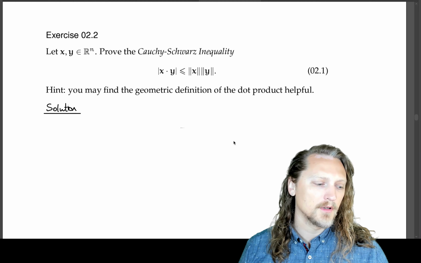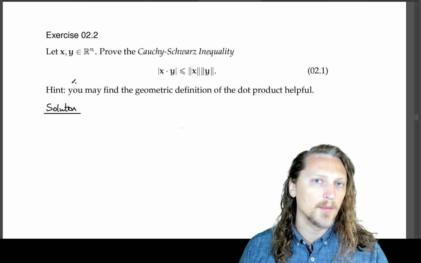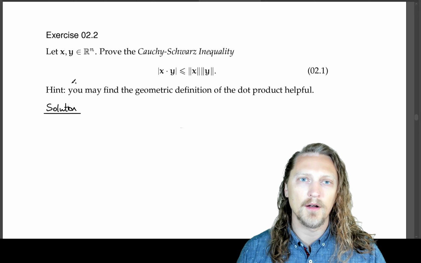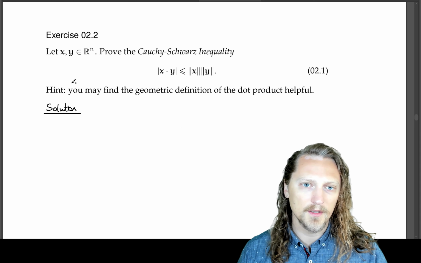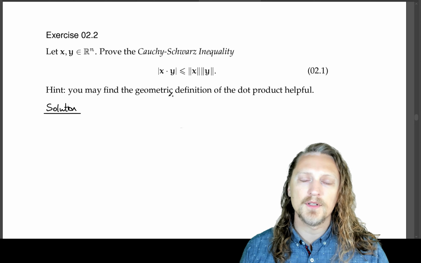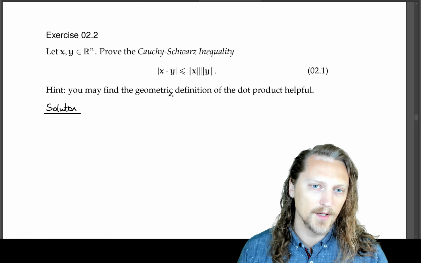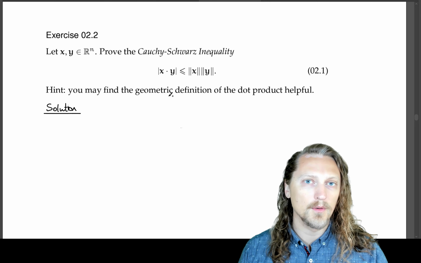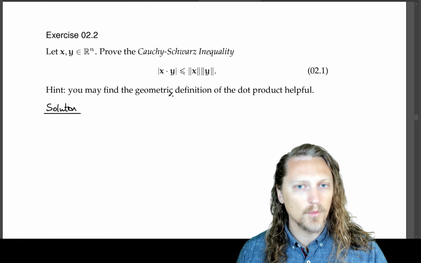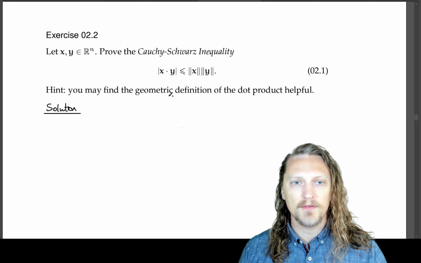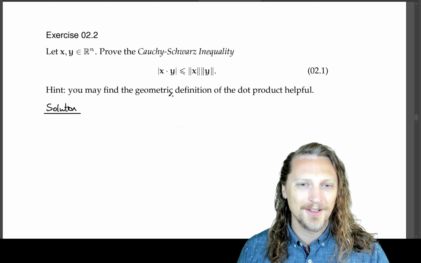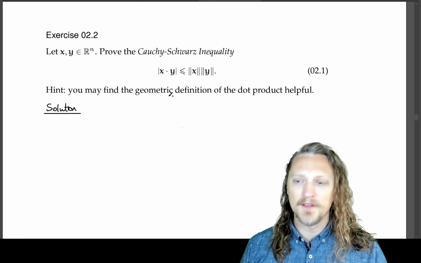So let's do exercise 2.2. The problem states, let x and y be vectors in Rn. Prove the Cauchy-Schwarz inequality, that the absolute value of the dot product of x and y is less than or equal to the product of the magnitudes or the norms of x and y. Hint, you may find the geometric definition of the dot product helpful. So we will begin with that definition.